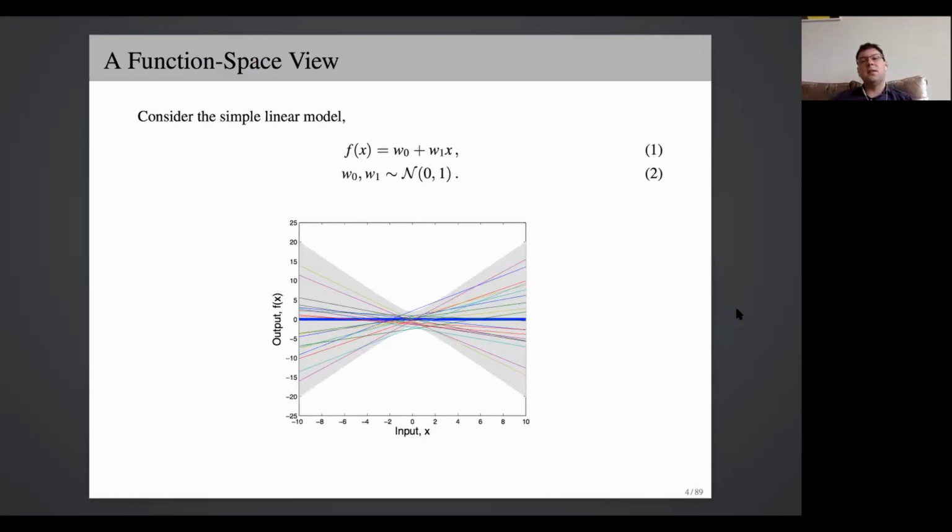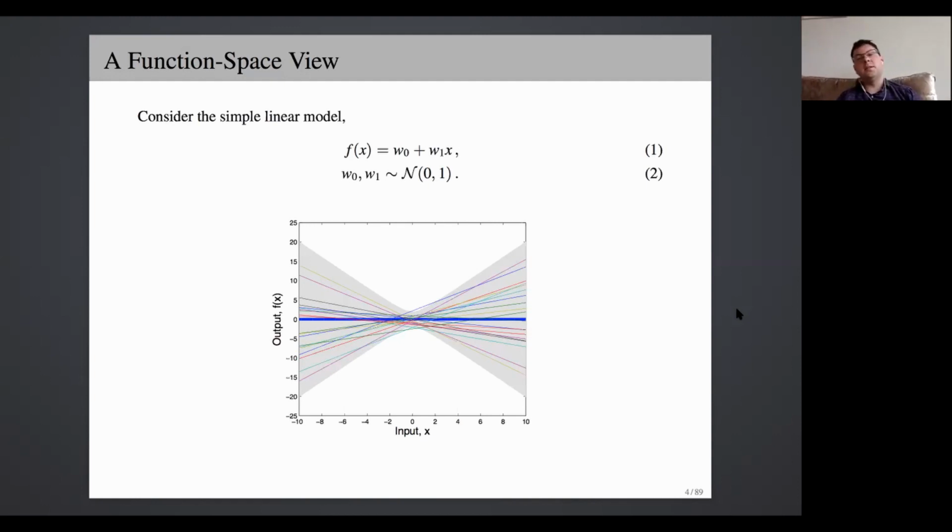And to start understanding the motivation for such models, it's helpful to be thinking from what's called the function space perspective, where we're not directly parameter counting and considering the parameters, but rather considering how those parameters come together with a functional form of a model to induce a distribution over functions. So here we have choice 1, the linear function, w0 plus w1 x, and we just put a standard normal distribution over these parameters.